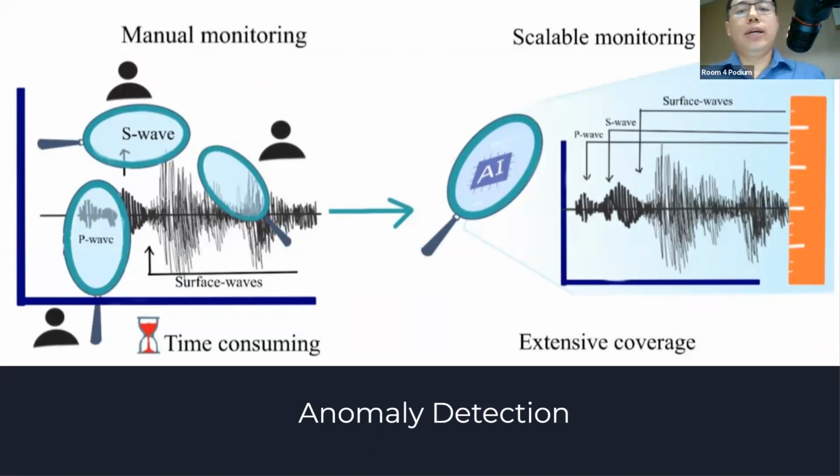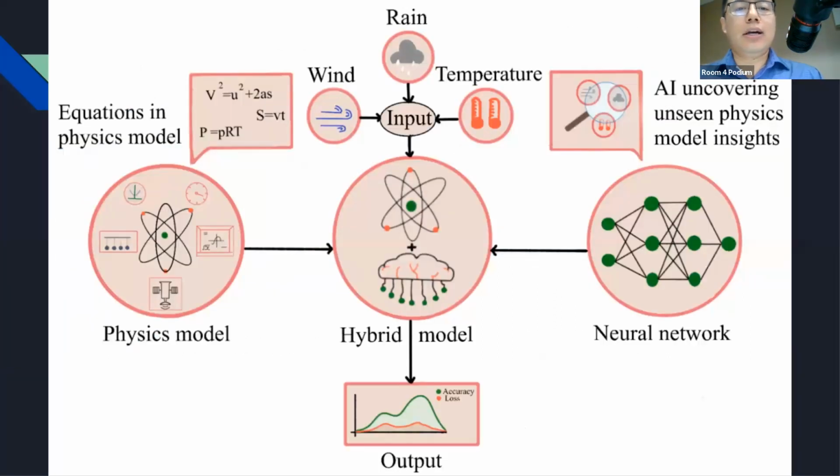Another application of AI is, for example, earthquake wave signal detection, which is anomaly detection. AI can really relieve our scientists from the burden of manually monitoring all those signals. It can pick up the anomaly signals, and it will allow us to quickly respond to those events.